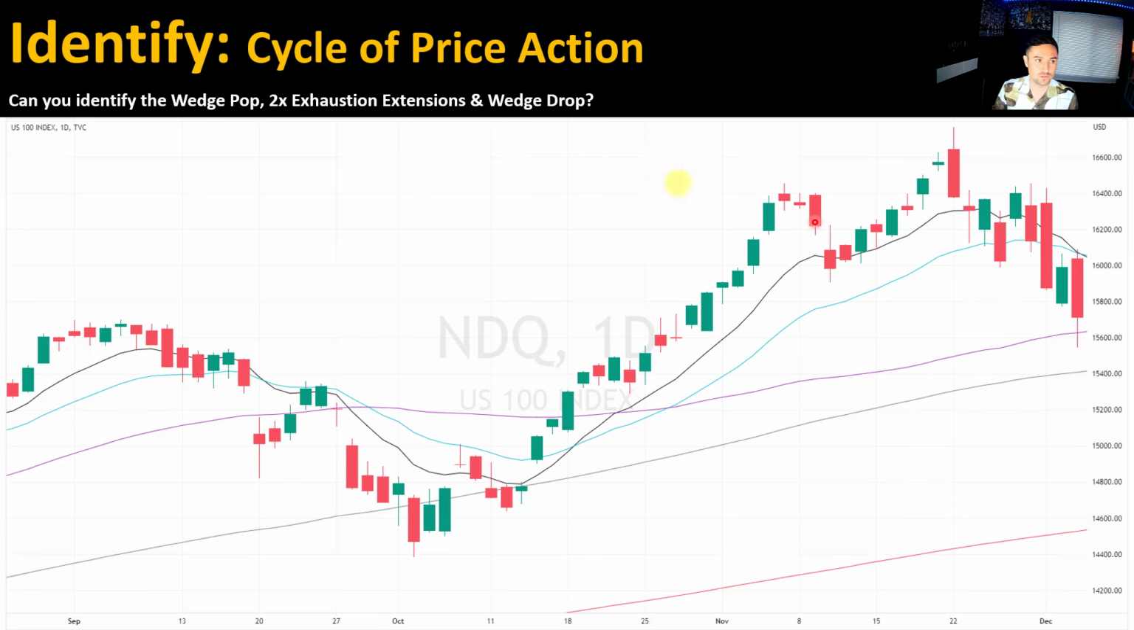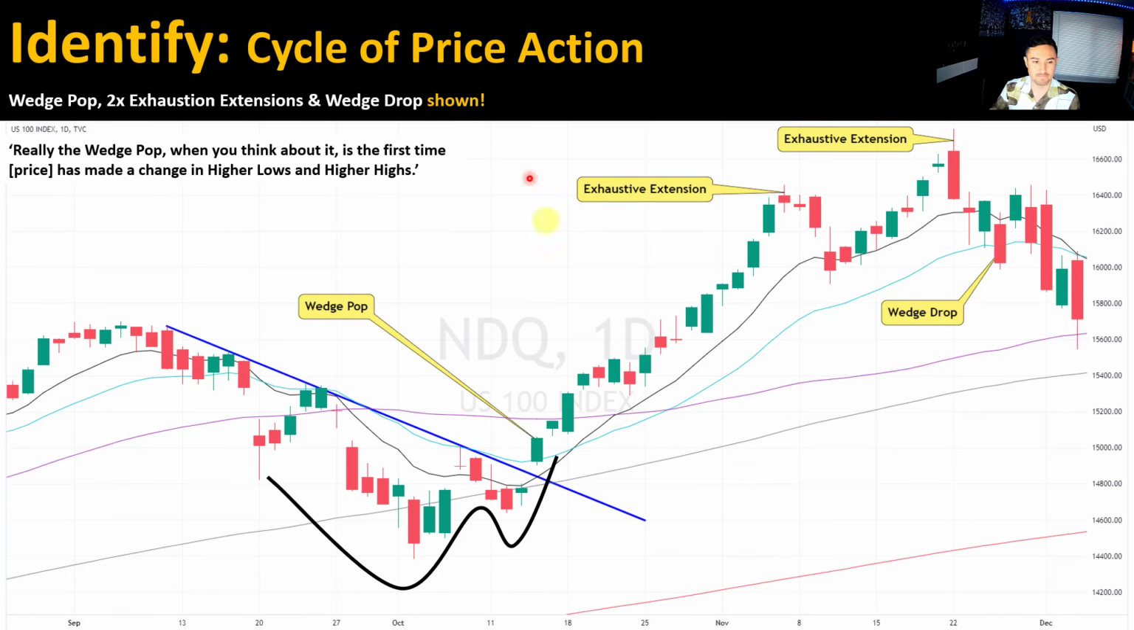Now a couple for you to try and identify. Can you identify the wedge pop, 2 exhaustion extensions, and the wedge drop? You ready? 3, 2, 1. There you go. Here's the wedge pop. So you can see, pulls back down here, starts putting in this higher low.